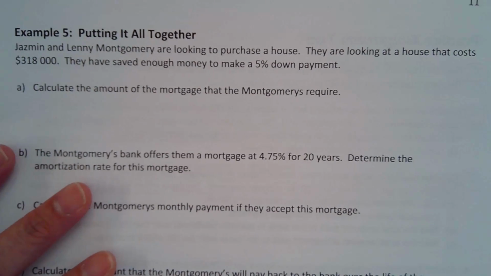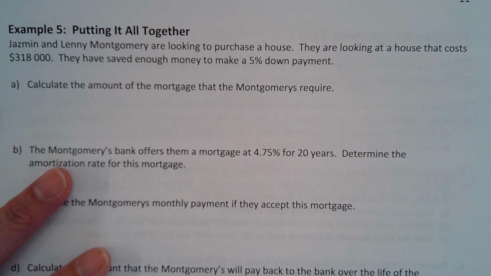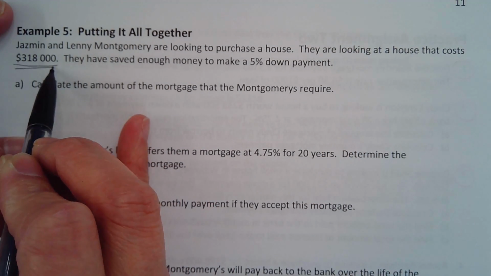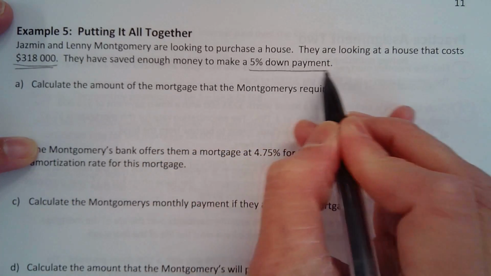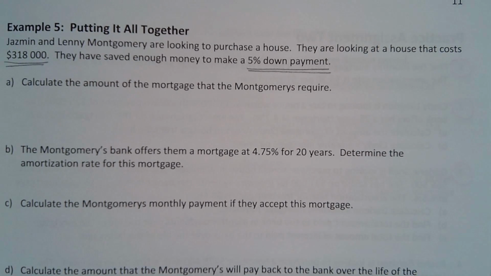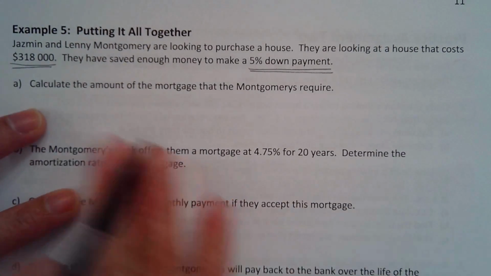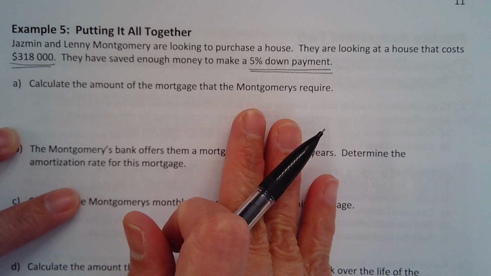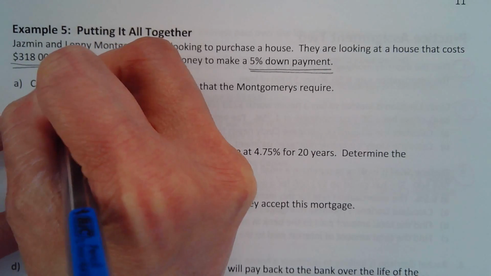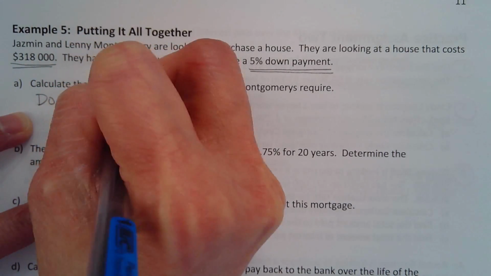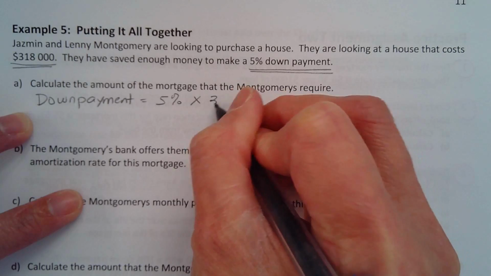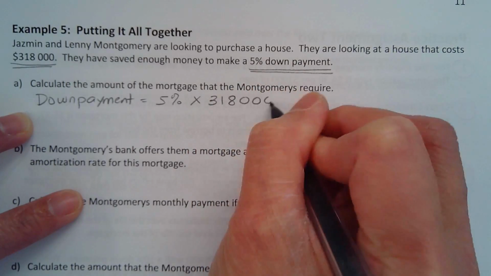So Jasmine and Lenny are looking to purchase a house. They are looking at a house that costs $318,000. They have saved enough money to make a 5% down payment. Calculate the amount of mortgage that the Montgomerys require. So how much is a down payment? 5%. So we're gonna go 5% times 318,000.